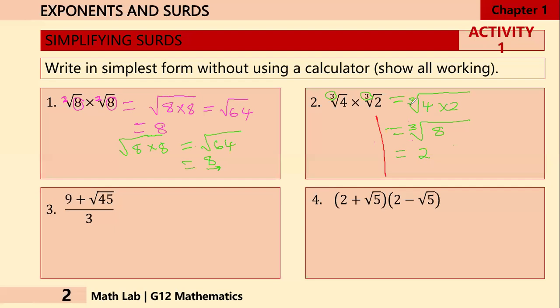From here, remember, you've got cube root of 4 times cube root of 8. Cube root of 8, you can write it like this. So it's going to be cube root of 2 to the power of 3. You see? And then this small 3 is going to cancel this small 3. Then the answer will be 2. So you can either do it this way or you can still do it this way.